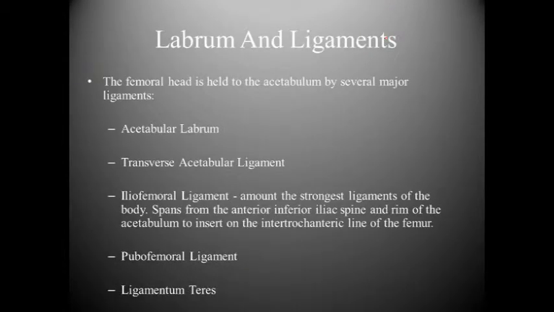We also have a mixture of labrum and ligaments. The femoral head is held to the acetabulum by several major ligaments, such as the acetabular labrum, the transverse acetabular ligament, the iliofemoral ligament, which basically amounts to the strongest ligament of the body, spans from the anterior inferior iliac spine and the rim of the acetabulum to insert on the intertrochanteric line of the femur. We also have the pubofemoral ligament and the ligamentum teres.